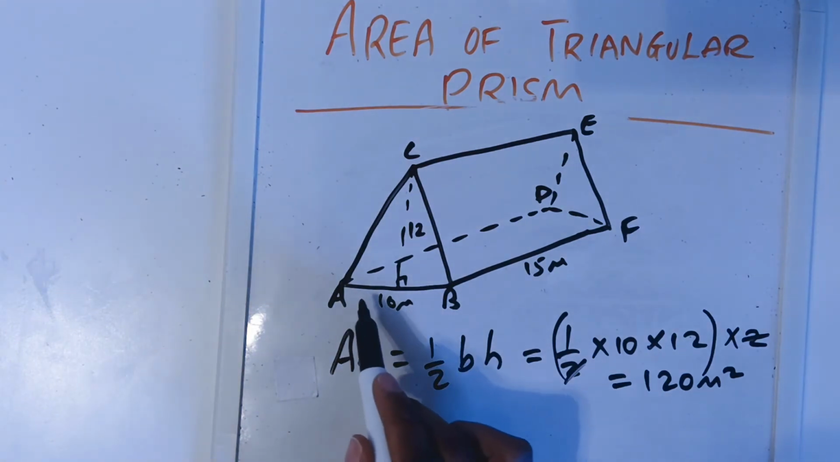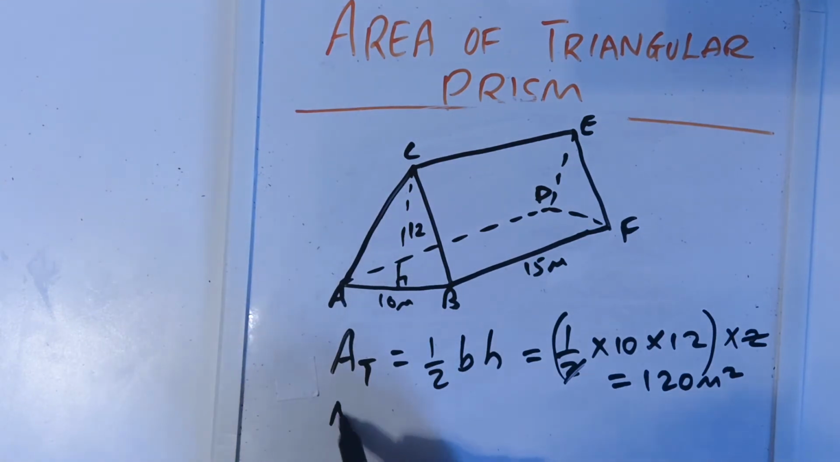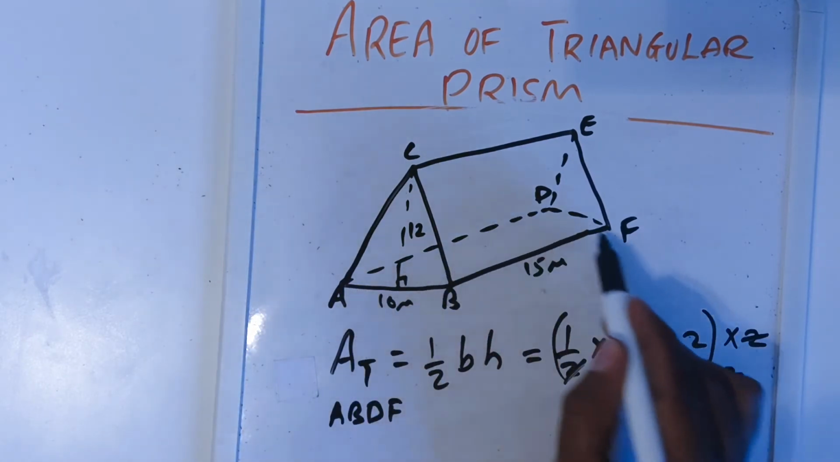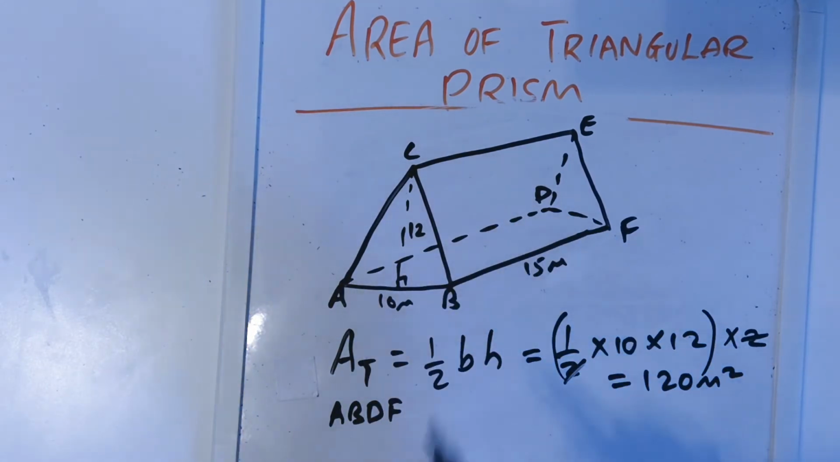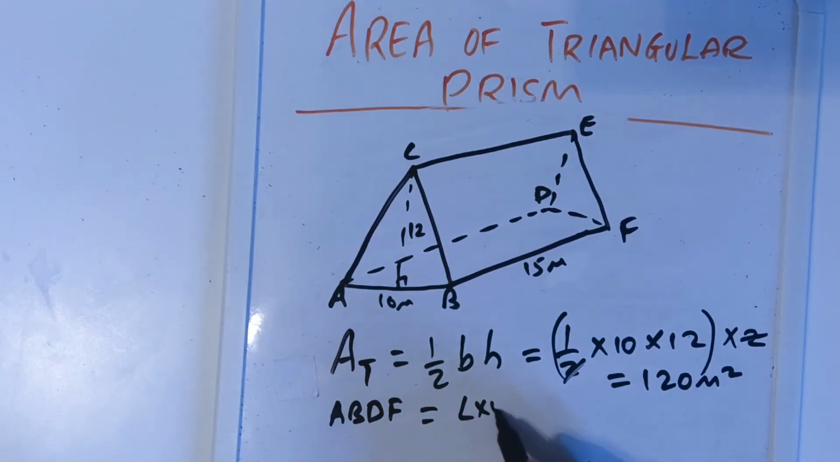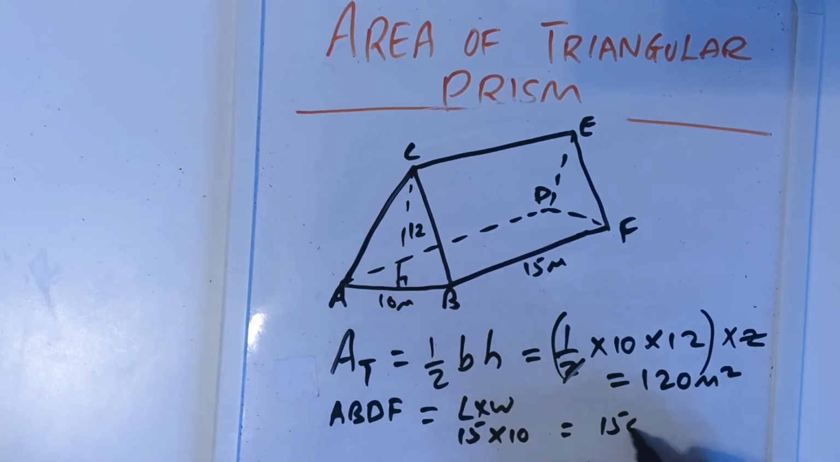For example, rectangle ABDF. This one here at the bottom is length times W. What is the length? The length is 15, times the width, which is 10, so that gives me 150 meters squared. Okay?